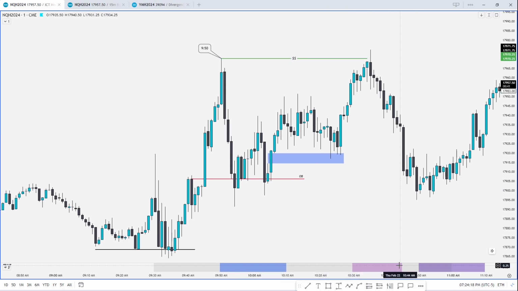But look at what time this high is put in, right at 10:35. So that qualifies this to be the high of the session now.